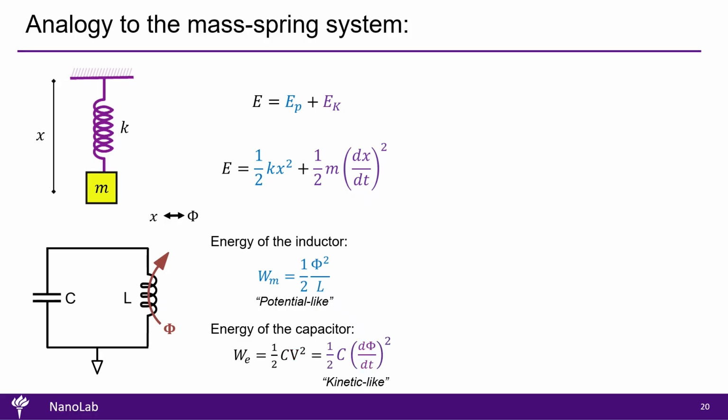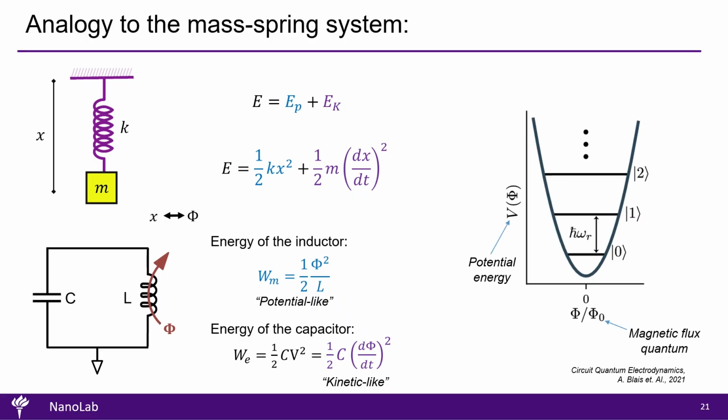It is important to note that if we had chosen the charge Q in the capacitor as the coordinate instead of flux, the energy in the capacitor would appear as potential-like, and the inductor energy as kinetic-like. The physical energies remain the same, only their mathematical form depends on the chosen generalized coordinate. We choose magnetic flux because it is commonly used in the literature to represent the LC quantum harmonic oscillator in superconducting quantum circuits, as shown in this graph.